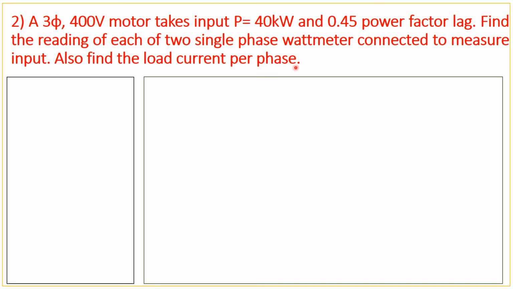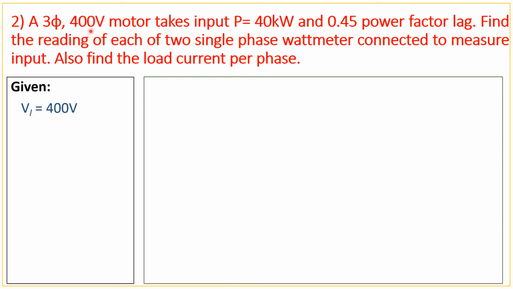Remember here students, they have not given W1 and W2. Instead they have given W1 plus W2, which is nothing but power, right? So P is equal to W1 plus W2, that is given. They have given VL, they have given cos phi, power factor is also given. So first write the given data.